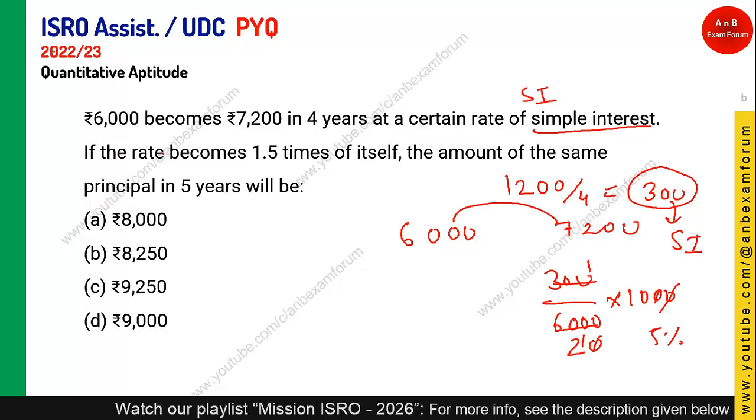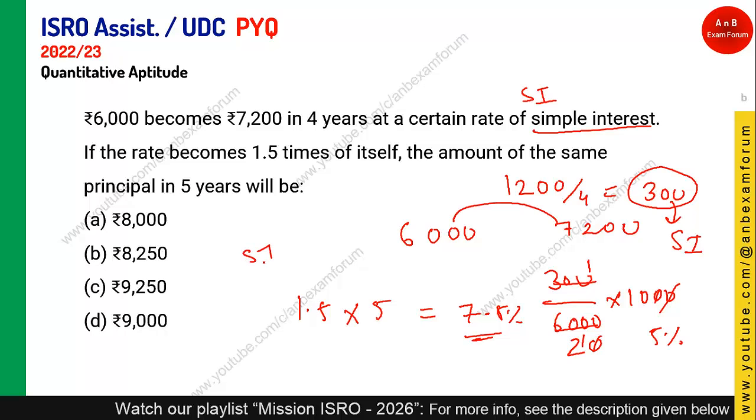So what the question says is that the rate becomes 1.5 times of itself. So 1.5 times means multiply 5%. 1.5 times of 5 is what it becomes? It becomes 7.5%. Okay, so what would be the amount in 5 years at this particular rate of interest?